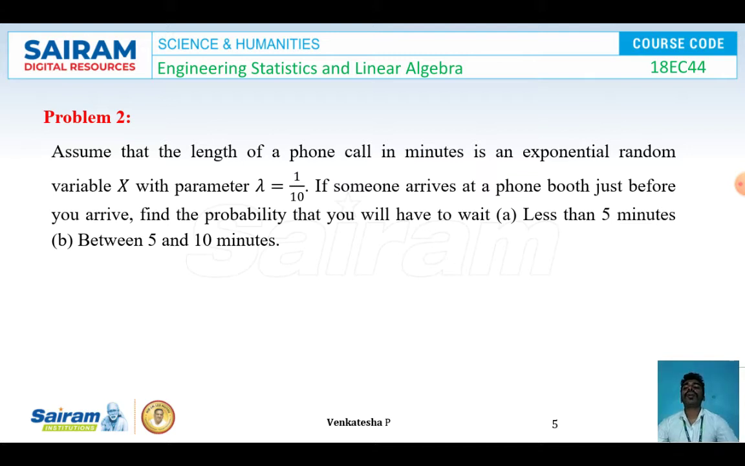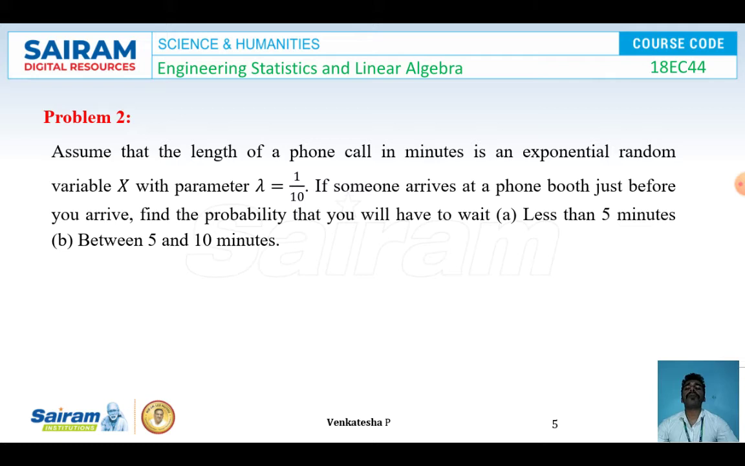Problem number 2. Assume that the length of a phone call in minutes is an exponential random variable X with parameter lambda equal to 1 by 10. If someone arrives at a phone booth just before you arrive, find the probability that you will have to wait less than 5 minutes, and second, between 5 and 10 minutes.